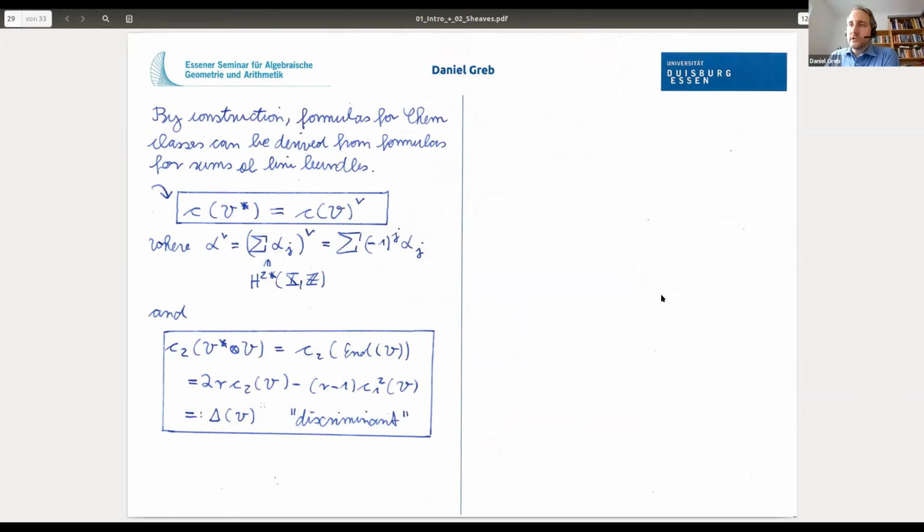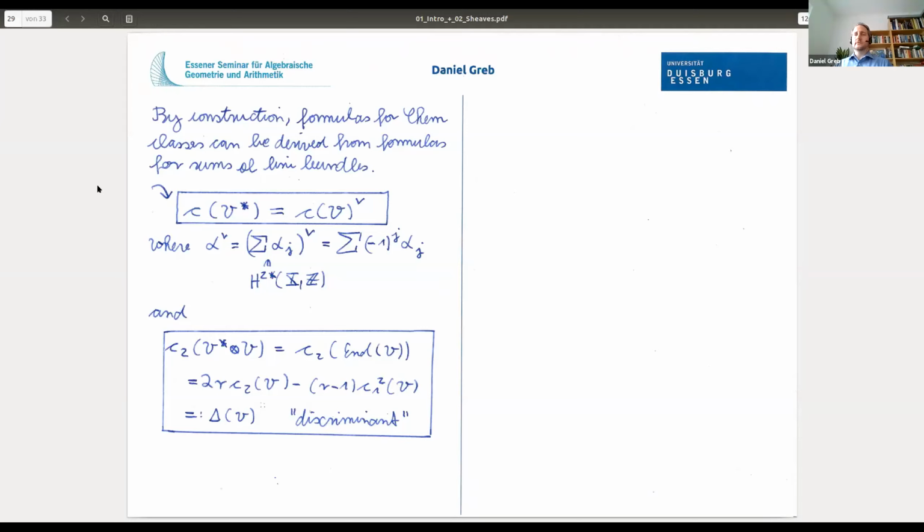For example, the total Chern class of a dual of a vector bundle is the dual of the total Chern class, where what is the dual of a class? Well, it's written here. So alpha dual, if alpha is a sum of alpha j, it's just switching signs in odd degrees, so in degrees 2 times an odd number, and keeping the sign in the case of 2 times an even number. Okay, so these are formulas. This is a formula derived from the definition.